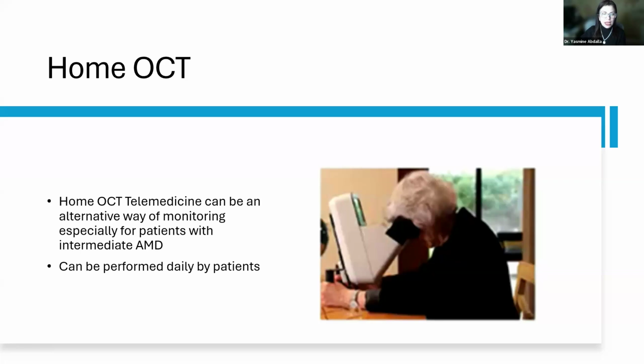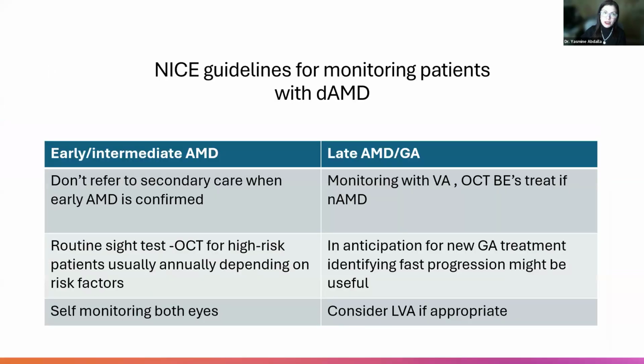But what do you have for now? So we've got some nice guidance for monitoring patients with dry AMD. Basically for early and intermediate AMD, our optometry colleagues and our optician colleagues should not be referring to secondary care, even when early AMD is confirmed. What the NICE guidelines advise us to do is routine sight test. OCT could be done for high-risk patients, usually annually, depending on the risk factors that we've discussed previously. And Amsler grids are essential for self-monitoring.